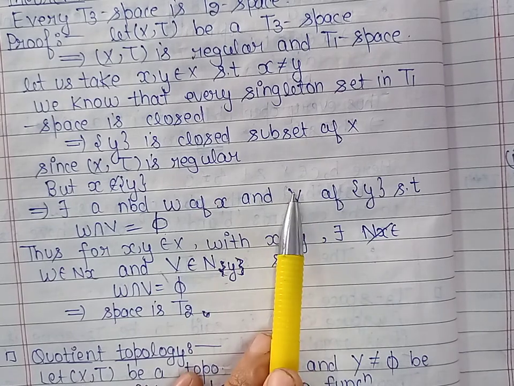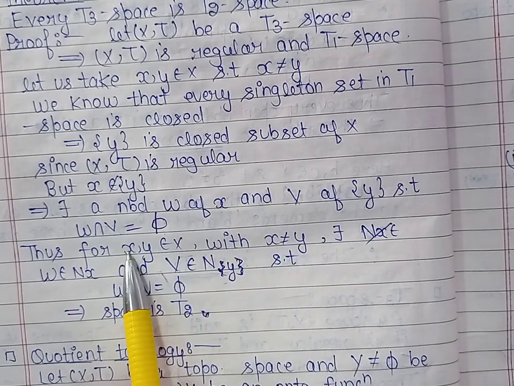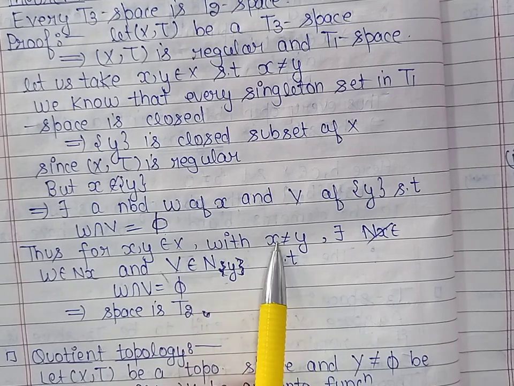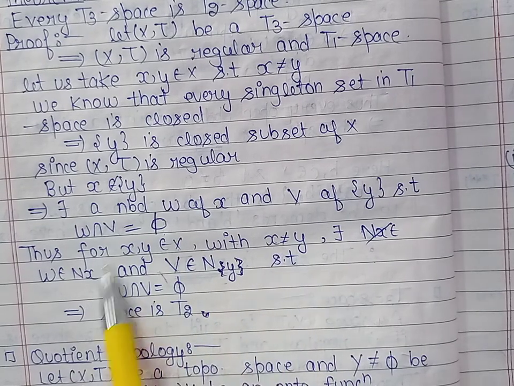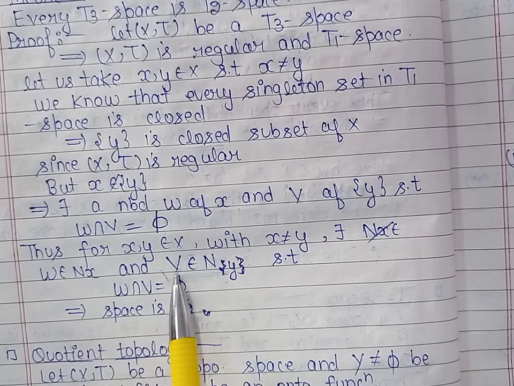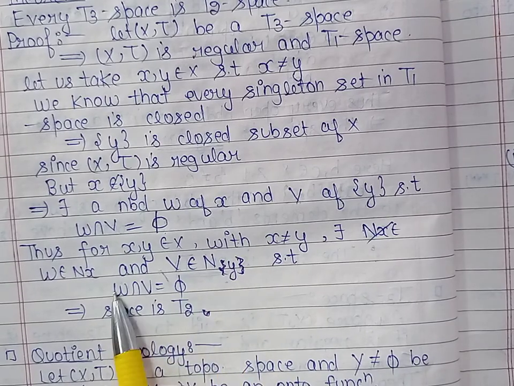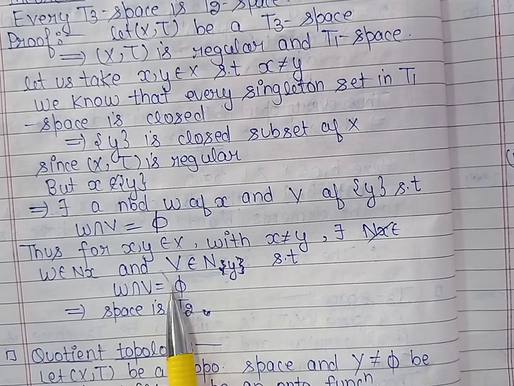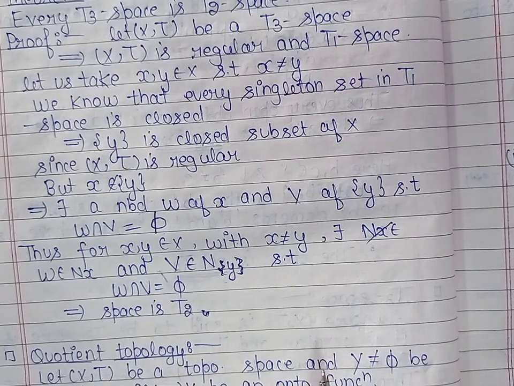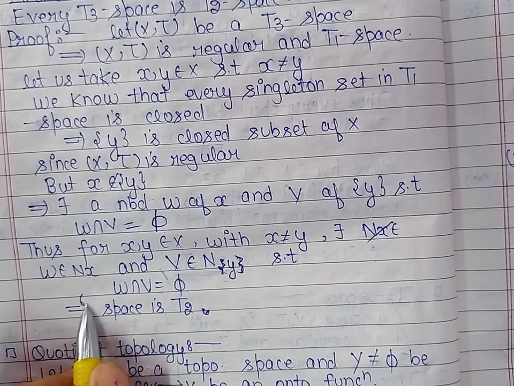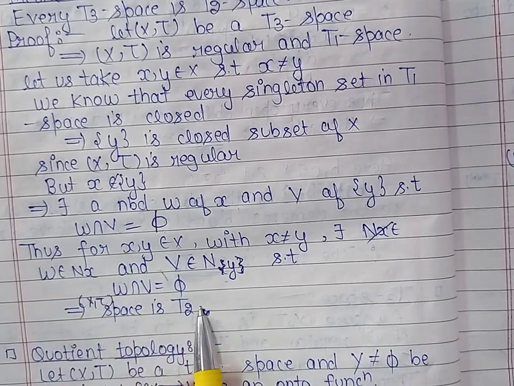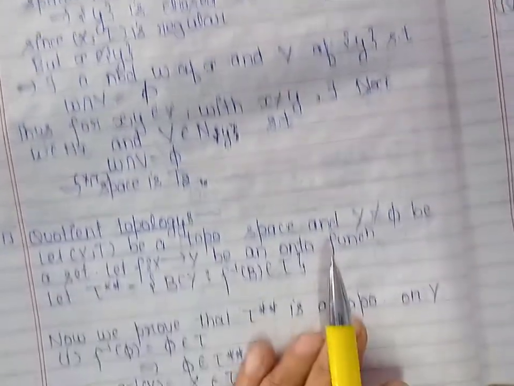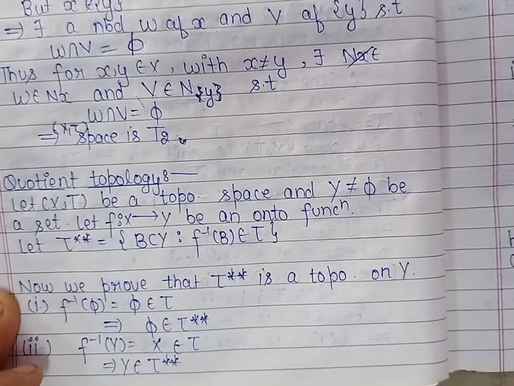Thus from here we can say that for x and y belonging to X with x not equal to y, we have obtained a neighborhood W of x and a neighborhood V of y such that these neighborhoods are disjoint. Thus we can say that every pair of distinct points in this topological space have disjoint neighborhoods. So we can say that the topological space (X, tau) is a T2 space. So this completes the topic T3 spaces.